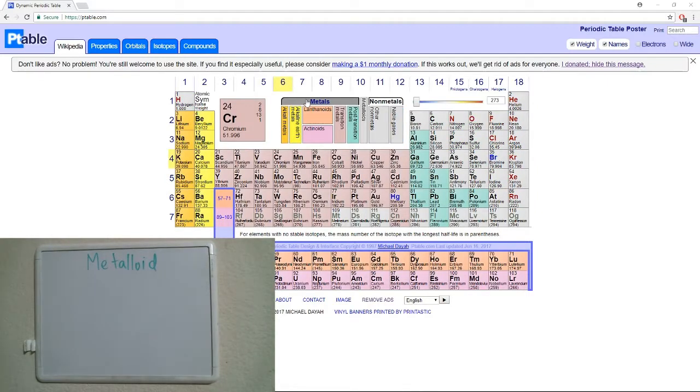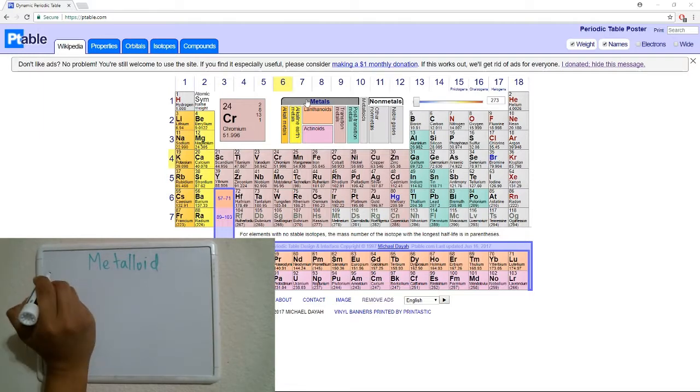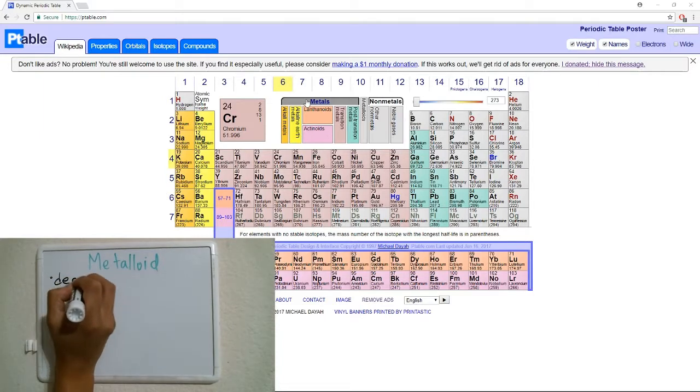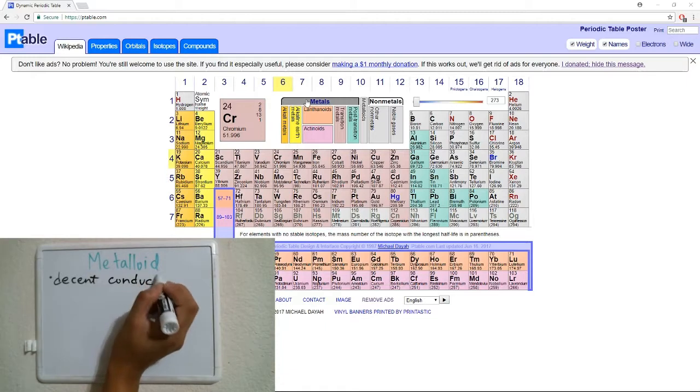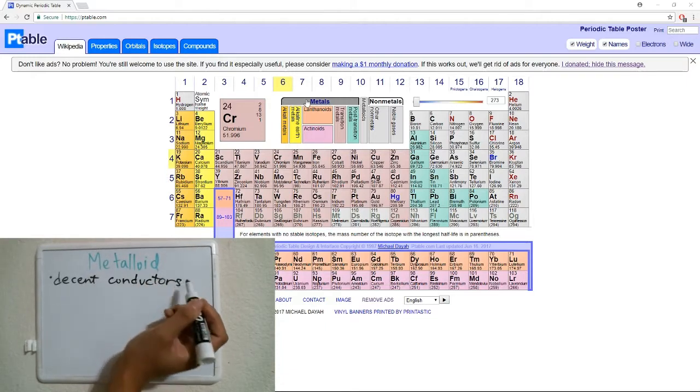And so, let's go on to metalloids now. You can also call them semimetals or semiconductors. So, metalloids, they're also called semimetals because they have some characteristics of metals and some characteristics of nonmetals. So this means that they're decent conductors. They're not as good as metals. Decent conductors of heat and electricity.